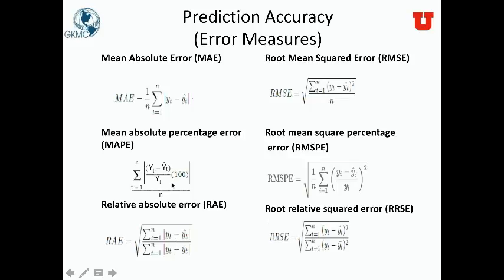But the denominator is no longer just taking an n or taking divided by the actual y value. Rather, it's divided by the variance of the y value. So the y mean and the y value over n testing instances. So this is called relative absolute error.